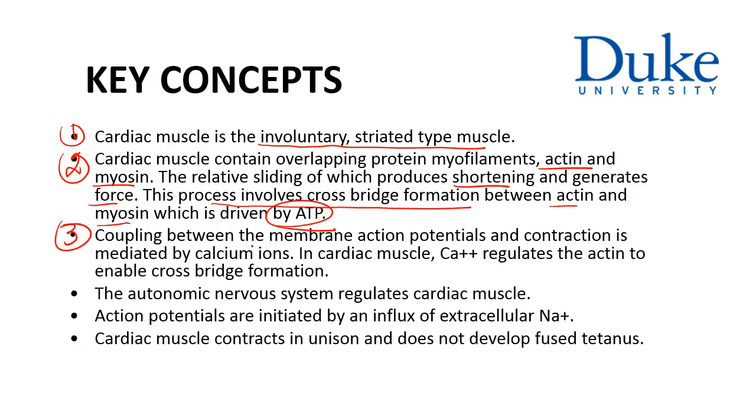Third, the coupling between the membrane action potential and contraction is mediated by calcium ions, and in cardiac muscle, calcium regulates the thin filament, again, the actin, enabling the cross-bridge formation. And that is affecting the troponin-tropomyosin complex, which is blocking the actin, moving it out of the groove, and myosin can now engage the actin. Fourth, the autonomic nervous system regulates the cardiac muscle. We didn't really discuss that in any great length in this particular lecture, but we'll talk about that in great length in the next lecture.